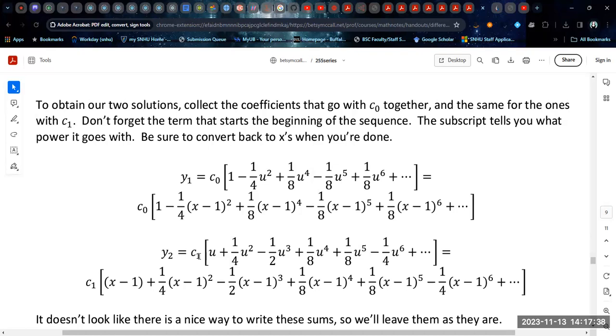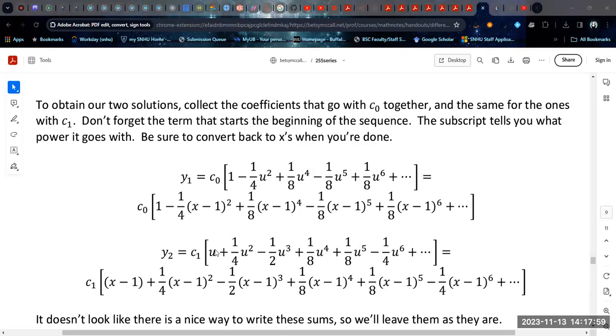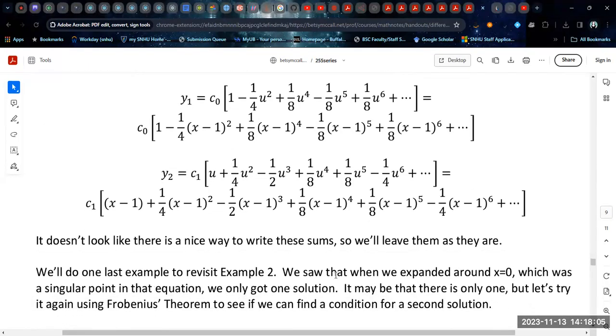And then for Y2, we use where the C1s are. The starting value is the original linear term because that subscript agrees with the power, right? So C1 times u, and then we have a coefficient for the second term, C2, C3, etc. And then the u's, of course, are replaced by x minus 1 powers. If you look at these, there doesn't seem to be a nice way to rewrite these in a nice summation formula. Sometimes that happens depending on how messed up your differential equation was. And so we're just going to leave it that way.